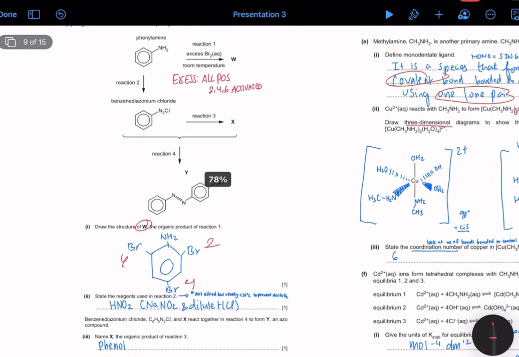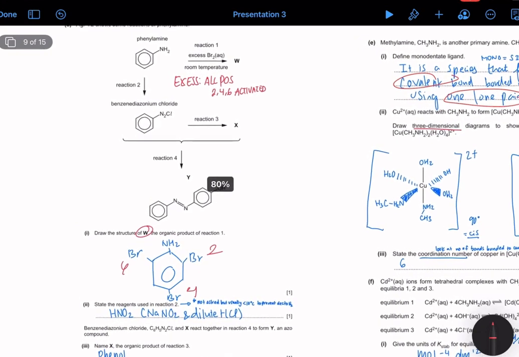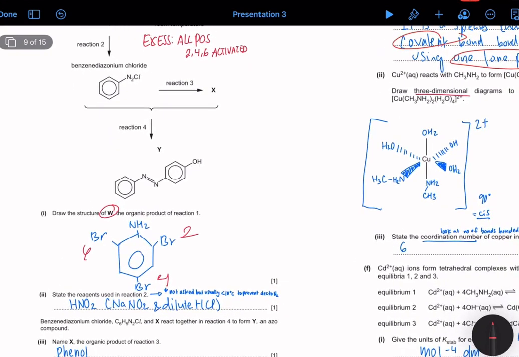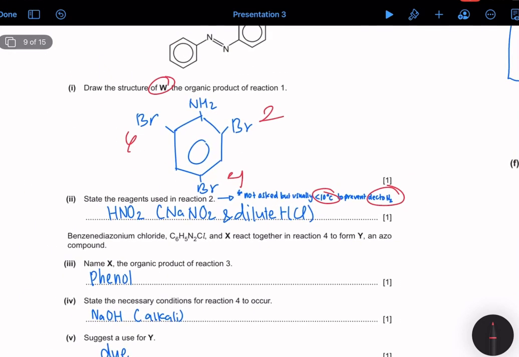Alright, so you're forming benzene diazonium chloride from your phenylamine. So you would be using HNO2, and usually that one is formed from NaNO2 and dilute HCl. This is usually conducted at below 10 degrees, to prevent decomposition to nitrogen gas. Alright, benzene diazonium chloride.